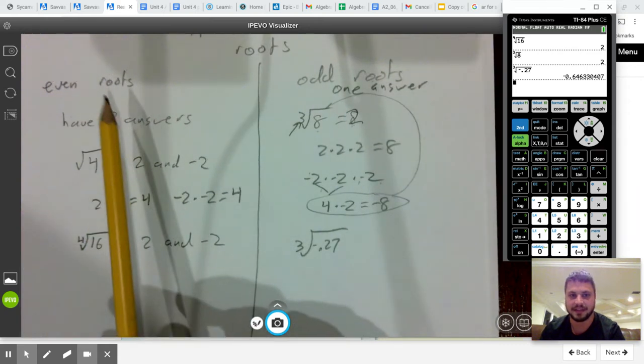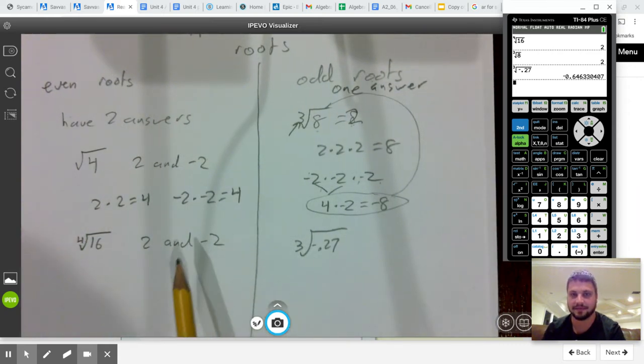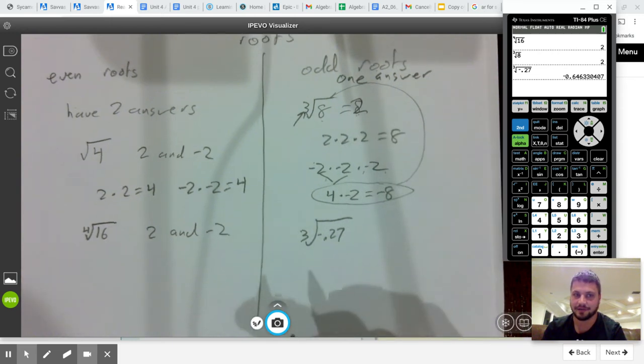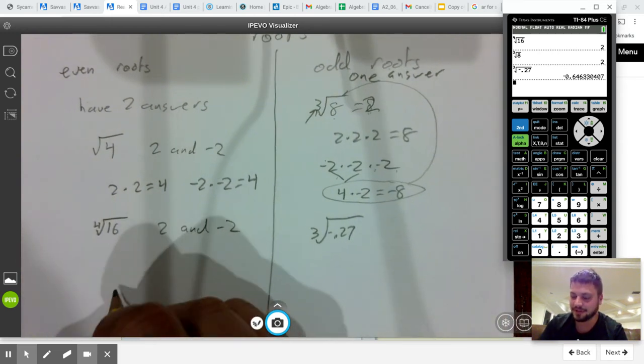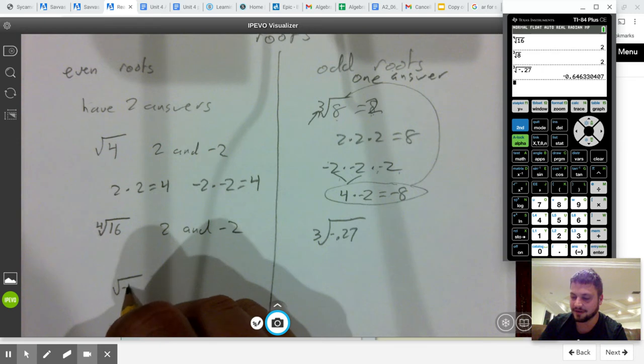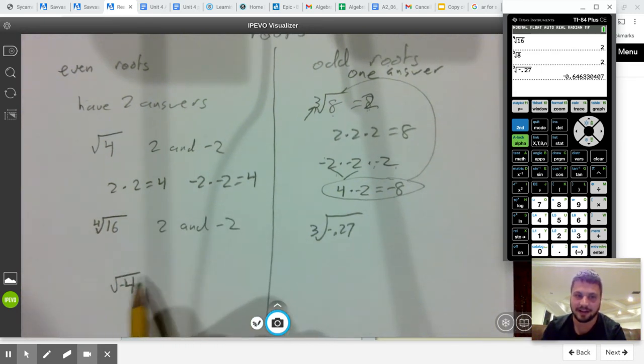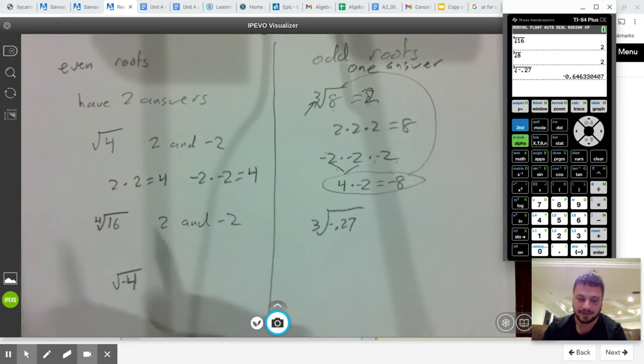So just remember, if it's an even root, make sure you write the positive and negative of the answer. If it's an odd root, make sure you just write exactly what it gives you. Also remember that you cannot take the square root of any negative number. We're going to get away from i's. It's not going to ask you for the square root of negative 4.